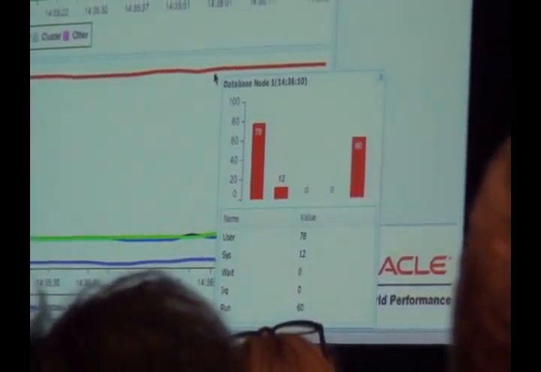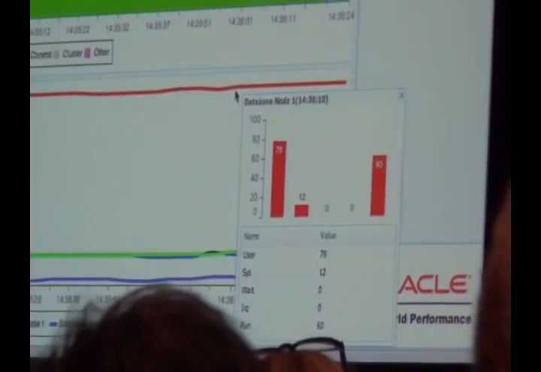At the top right, in the load profile, we're doing over 100,000 SQL executions per second, and almost no parsing, almost no logons. So it's spending all its time doing the good stuff that the business needs it to do.